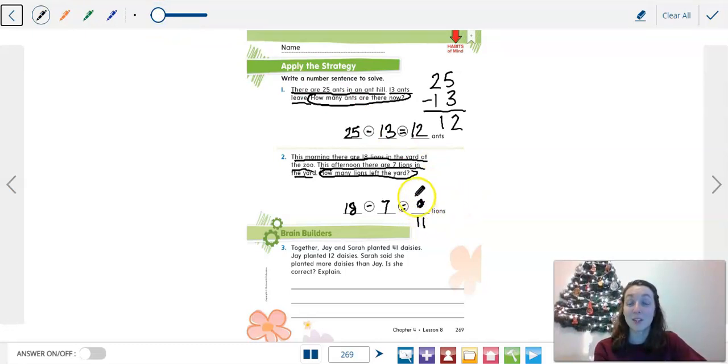So there's that part of the strategy with checking. So 18 minus 7 is 11. There are 11 lions, okay? You could also set it up like this. 8 minus 7 is 1. 1 minus something is 1, and you could check.